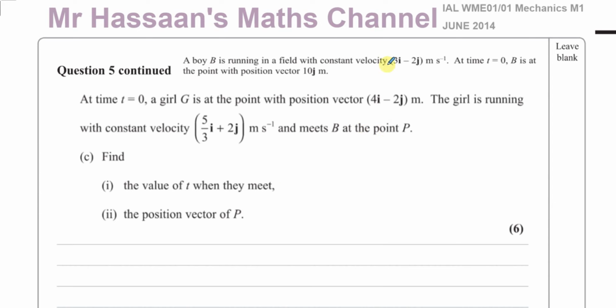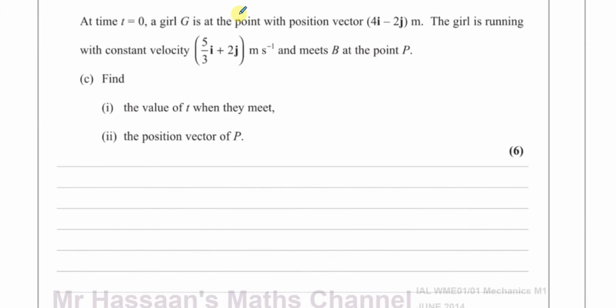So this is the information from the first part of the question, which is about the boy running. And this is information about the girl running. And we've got to find the value of t when they meet and the position vector of the point where they meet. So let's take into account this situation with the girl running.